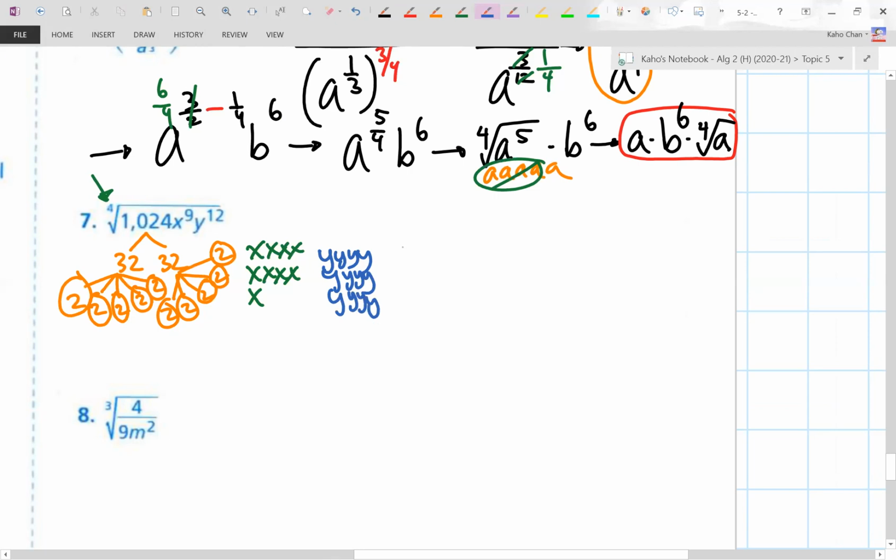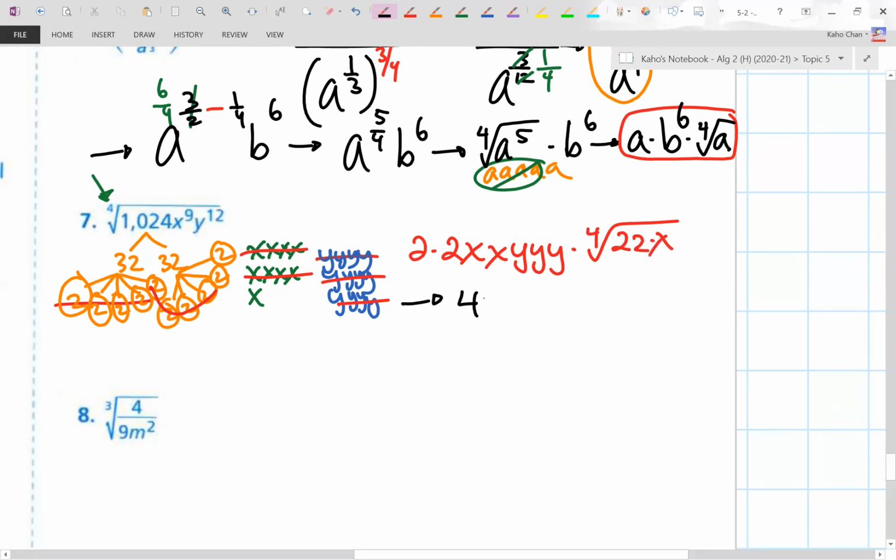All right, let's clean it up. Looking for quadruples. There's 1, there's 10. Oh, yeah. So it's 2 x's, x. No more x's. We do have a couple of leftover 2's though. And a single x. 4 y's, y, times the 4th root of the leftover things. We have a 2 and a 2 and an x. Clean that up. 4x squared y to the 3rd times the 4th root of 4x.